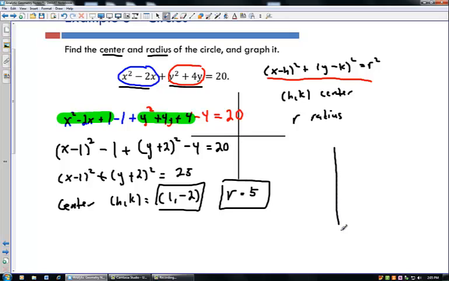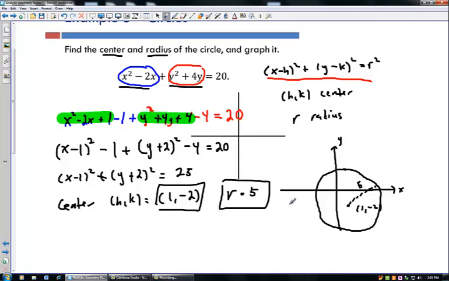Right, so to graph this, it's real simple. I go up 1 and down 2. So let's just put it right here, 1 comma negative 2. And then I'm going to draw a circle, and the circle is going to have radius 5. So let's just draw it like this. I can label it 5. And then everybody knows exactly what I mean here. If you want to put more points on there, you can, but this is good enough.